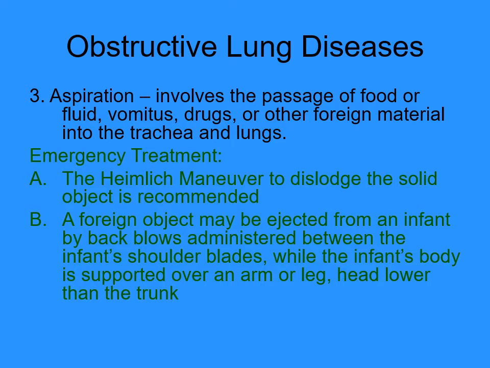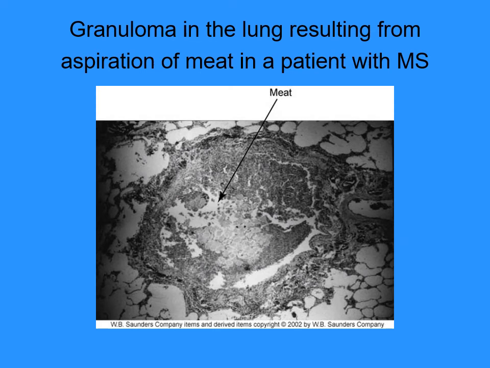Aspiration involves the passage of food or fluid, vomitus, drugs, or other foreign material into the trachea and lungs. Emergency treatment: Heimlich maneuver to dislodge the solid object is recommended. A foreign object may be ejected from an infant by back blows administered between the infant's shoulder blades while the infant's body is supported over an arm or leg, head lower than the trunk. And this picture shows a granuloma in the lung resulting from aspiration of meat in a patient with MS.